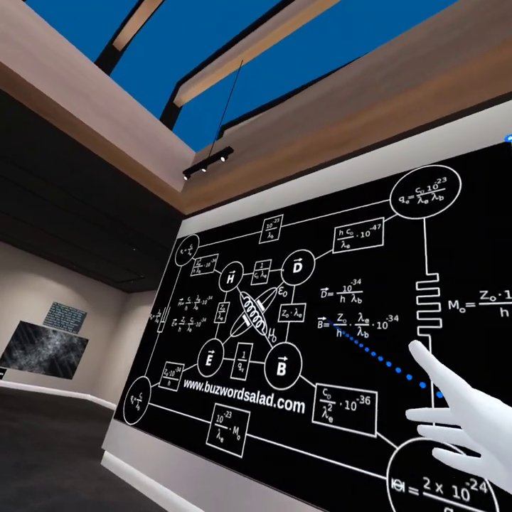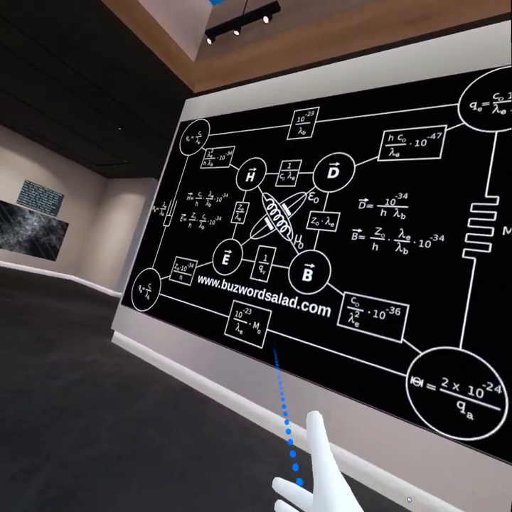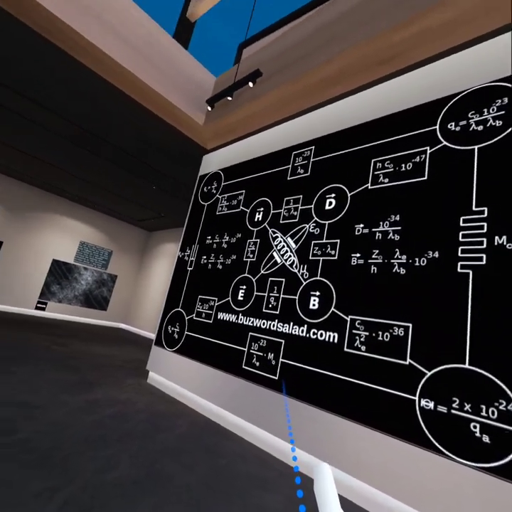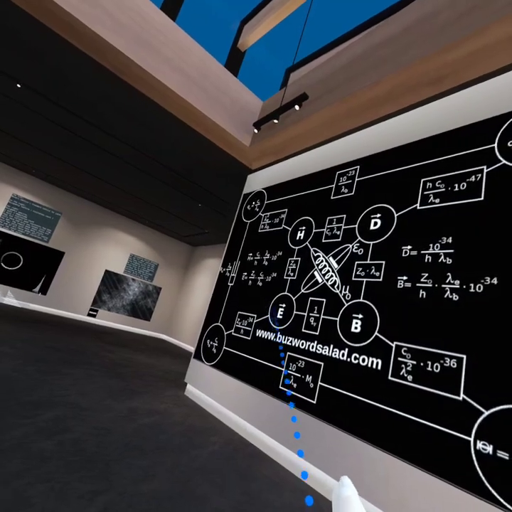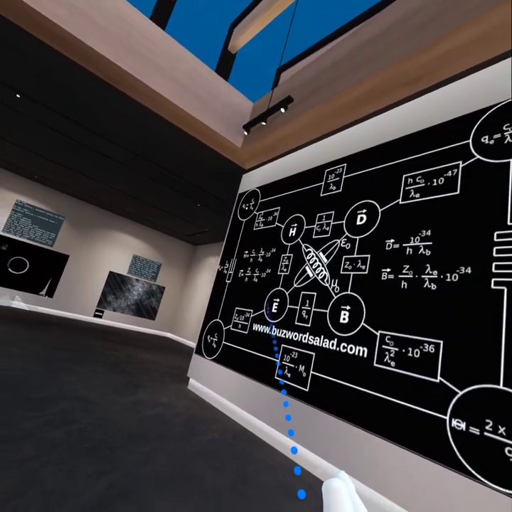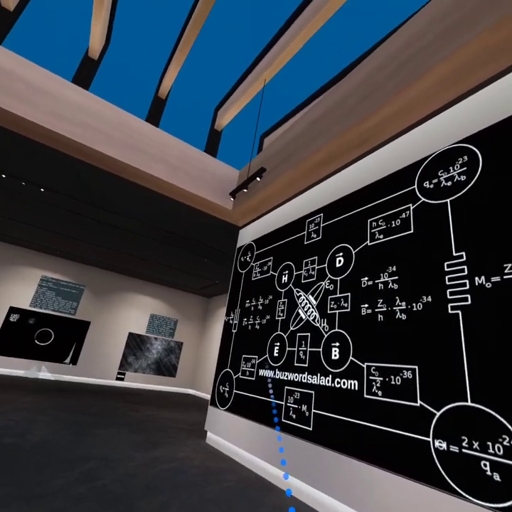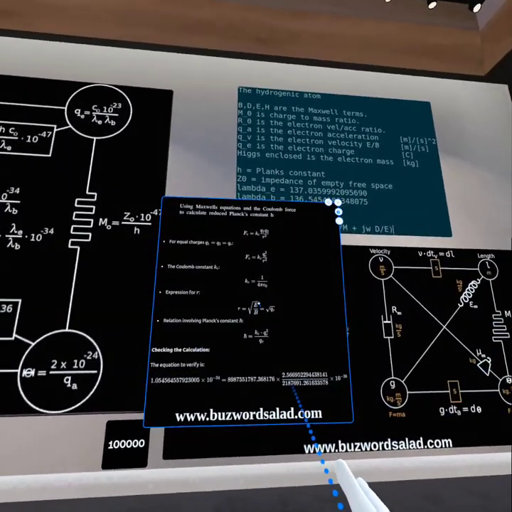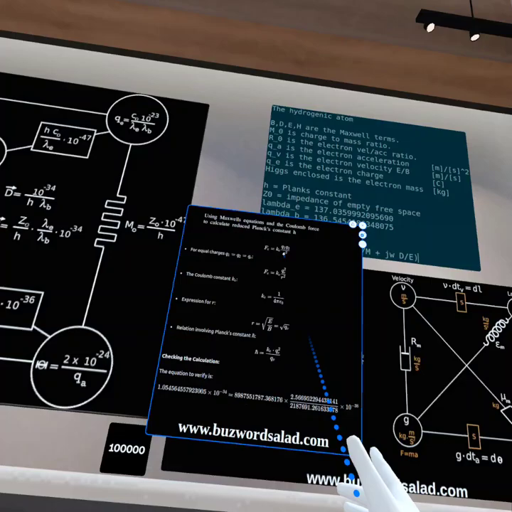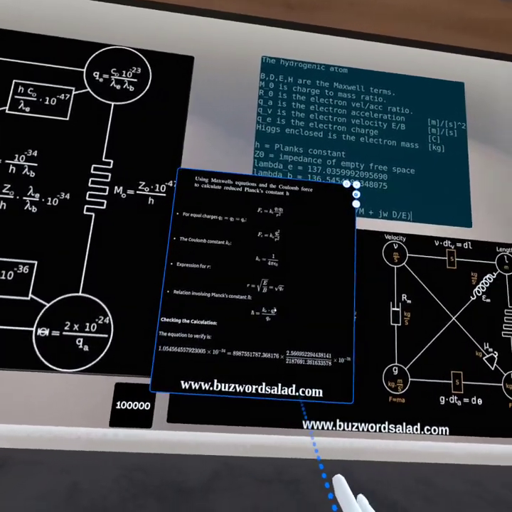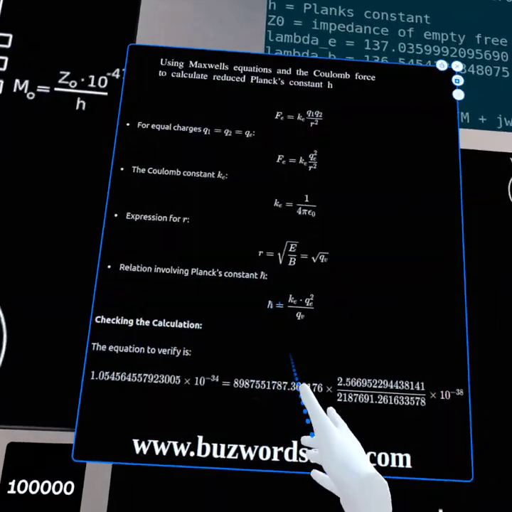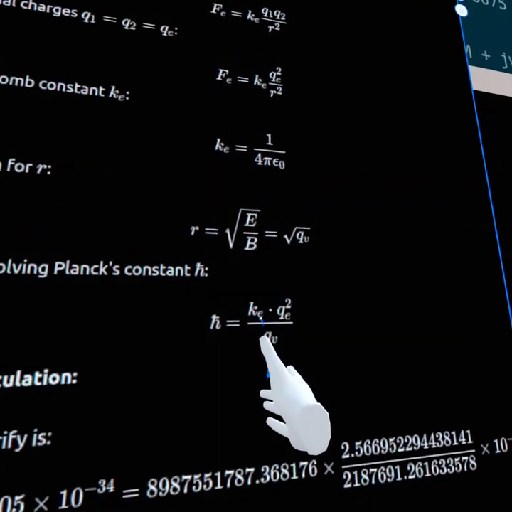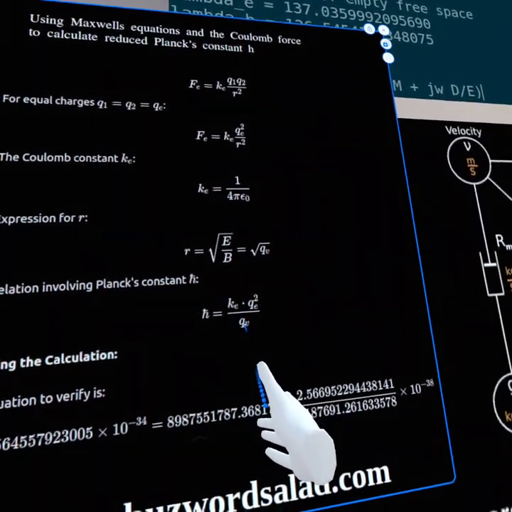This is E over B, which is QV. Here we've done B over E. So you've got the velocity of the electron. That's that little person up there. That's the velocity of the electron going through J.J. Thomson's experiment. If you take the square root of that, what you end up with is R, and you can plug that into here, and this will actually give you this equation, that the reduced Planck's constant is not very clear, but that is actually a slash through there, because it's Planck's constant over 2 pi, is actually the Coulomb force multiplied by QE squared over QV.